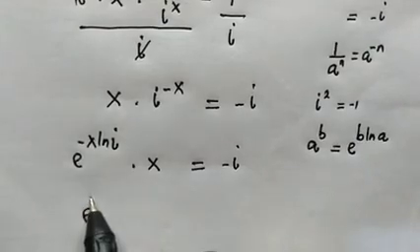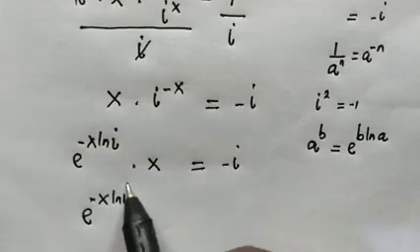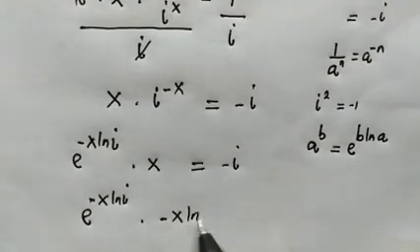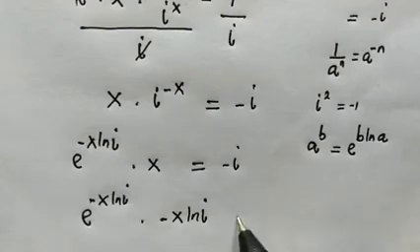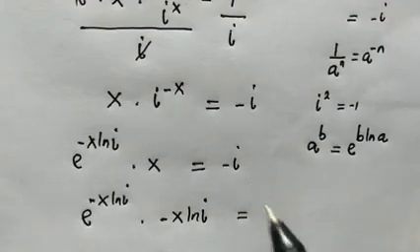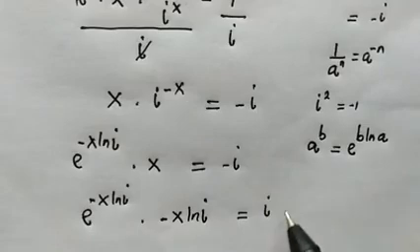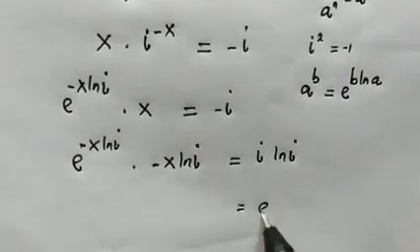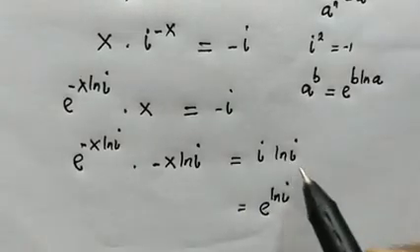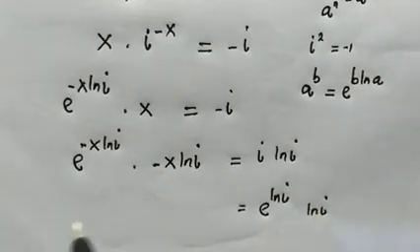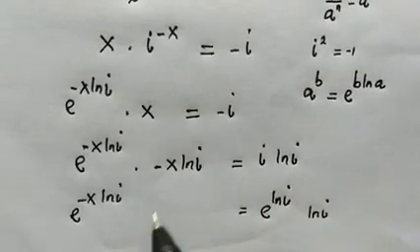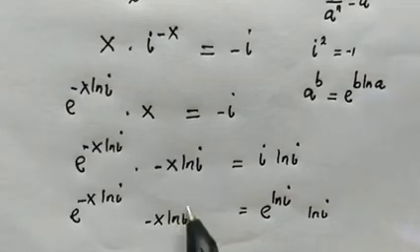So we have e raised to the power of -x times the natural log of i, multiplied by -x times the natural log of i. So this will be equal to -i times negative natural log of i, which will give us i times the natural log of i. Now from here, we can actually rewrite this as e raised to the power of the ln of i, and here we have the ln of i. For the left hand side, e raised to the power of -x times the ln of i, and here we have -x times the ln of i.